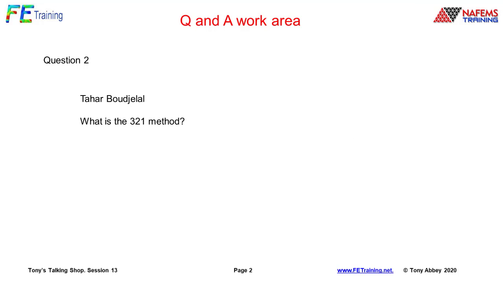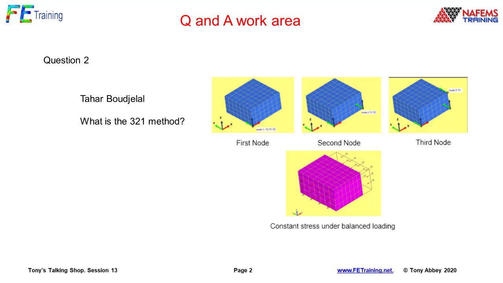We've got a question from Taha, who says, what is the 3-2-1 method? It's essentially that slide I went through, and on the curated video I put that slide back up again. It's a way of putting in a minimum constraint set. 3-2-1, again, we're putting in translations at 3 nodes. We put in 3 translations, 2 translations, 1 translation. The idea is that we don't lock in any strains, so any motion is possible.